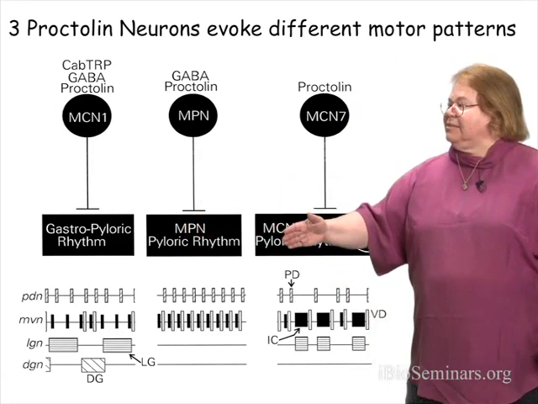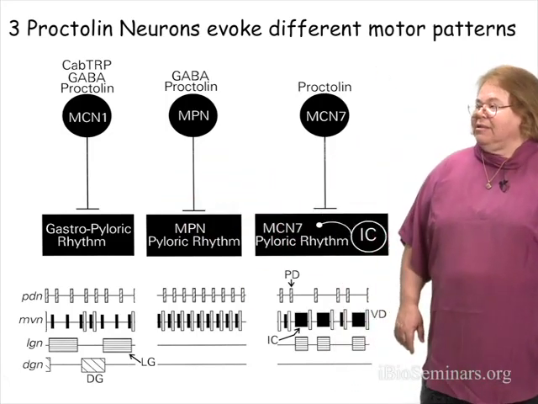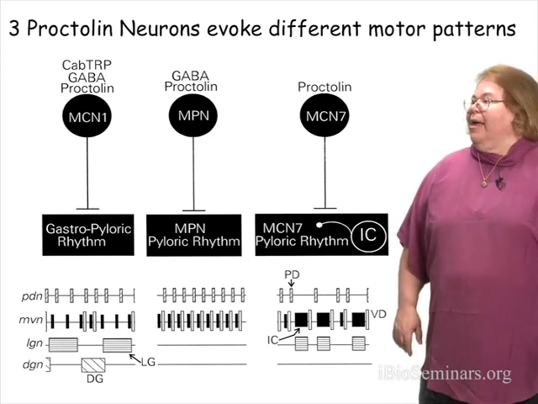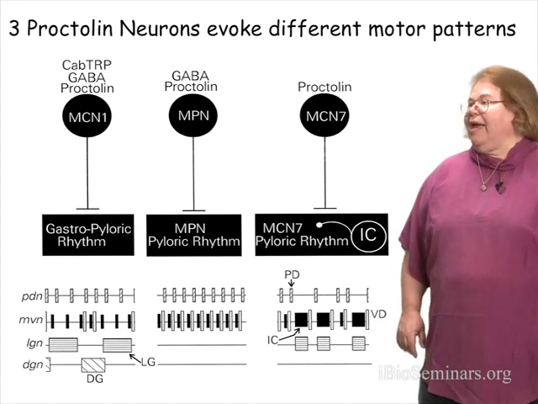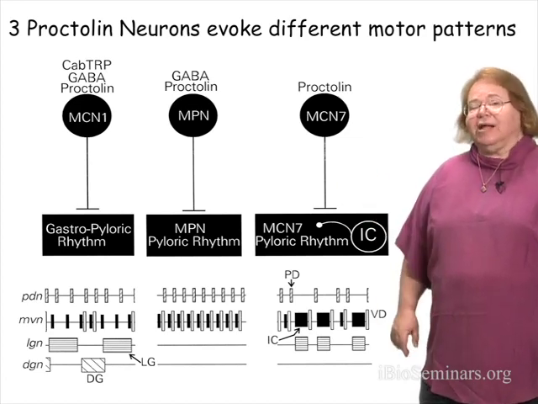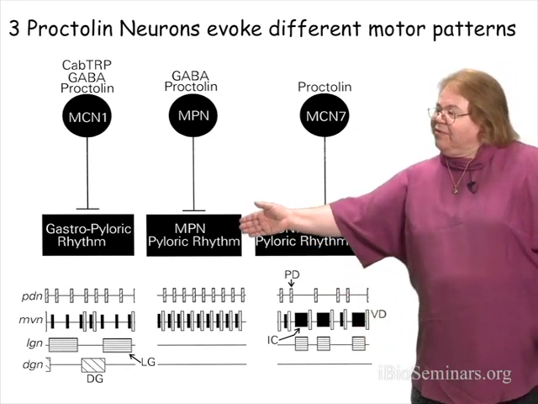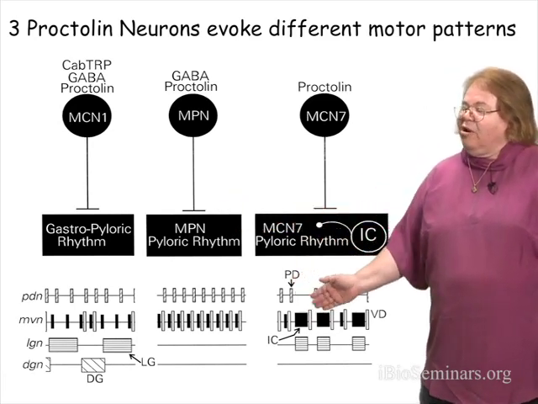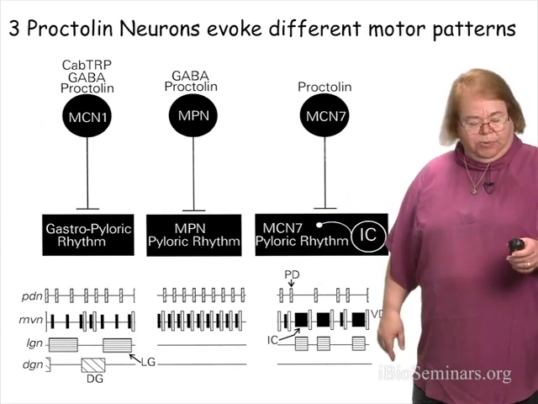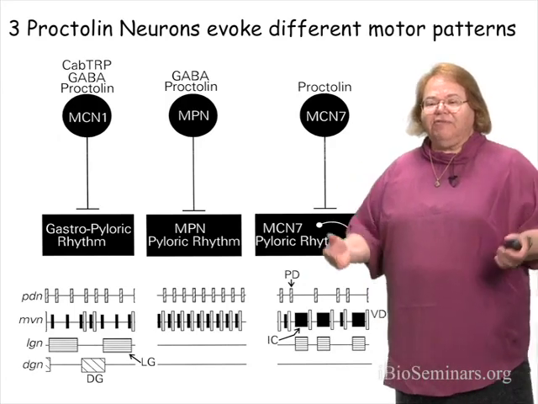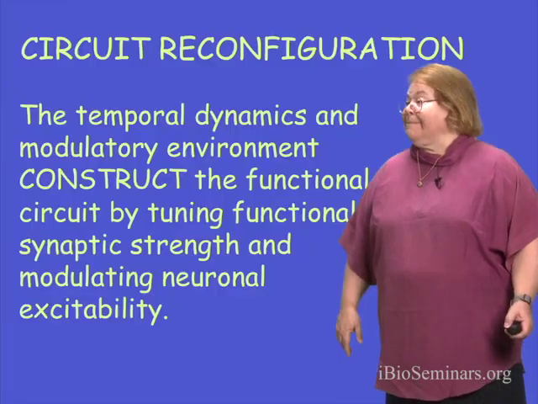MPN, and MCN7. Now, we know that MCN1 contains proctolin plus GABA plus CabTRP. MPN contains GABA and proctolin. MCN7 does not contain either GABA or CabTRP, but does contain proctolin and may also contain something else. But be that as it may, proctolin can be delivered to the STG neuropil via these three different sets of neurons, and these neurons can still produce very, very different motor patterns because of the differences in their co-transmitter complement, as well as the local circuitry that's found there.